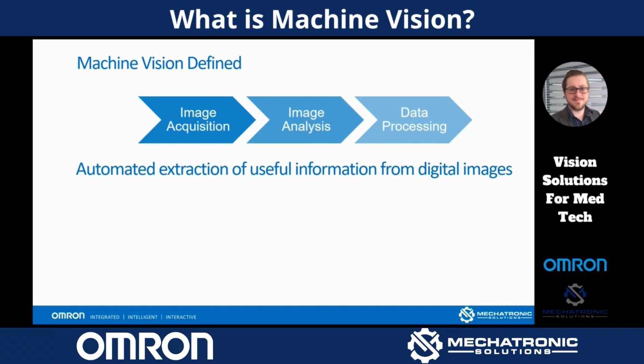be machine vision. And there's a lot of definitions out there, but I really like a very succinct, easy way to define something. So my favorite definition of machine vision is the automated extraction of useful information from digital images. That's it. It's simple, right? We take a picture and we get some sort of information out of it to do something. That's all it is. We have 3 steps to it, right? Image acquisition, image analysis, and data processing.